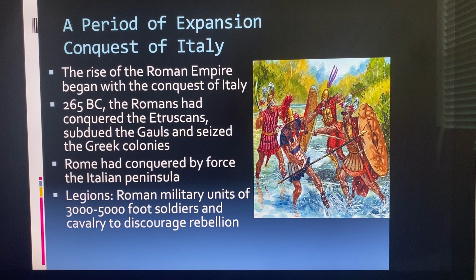The legions. What is a legion? Well, a legion is a Roman military unit of 3,000 to 5,000 foot soldiers. That's a lot of soldiers. And cavalry, and they used these legions to discourage any type of rebellion. So once they had conquered these people, it was easy to keep them under control because they had such a huge military with many legions.